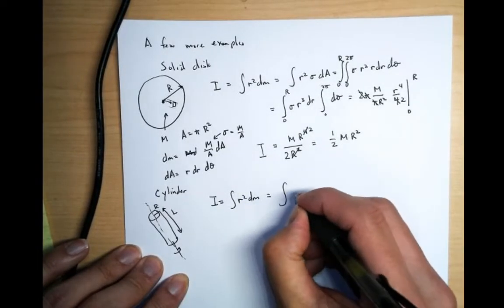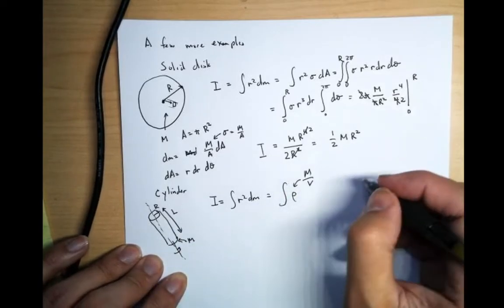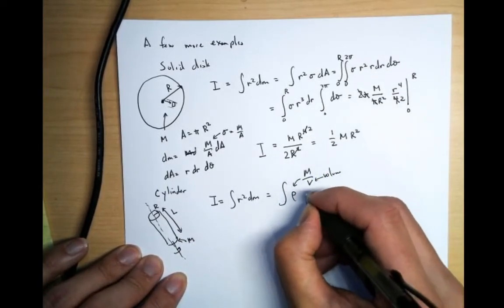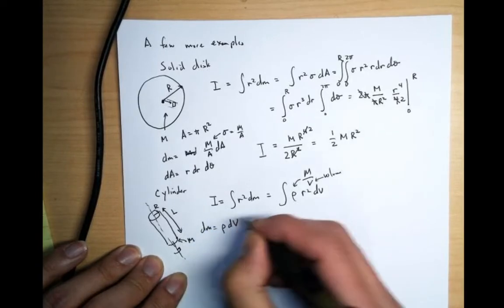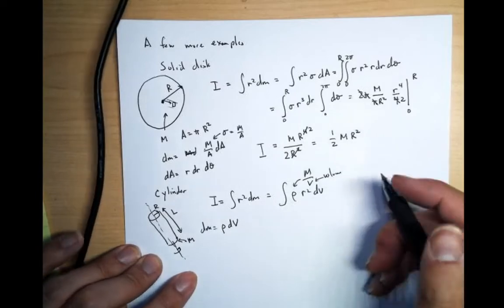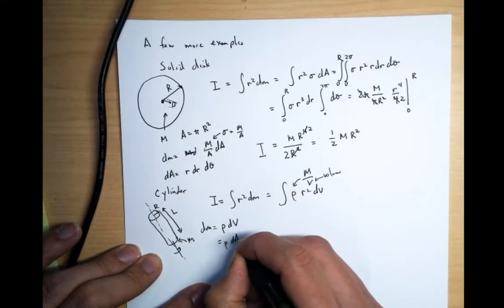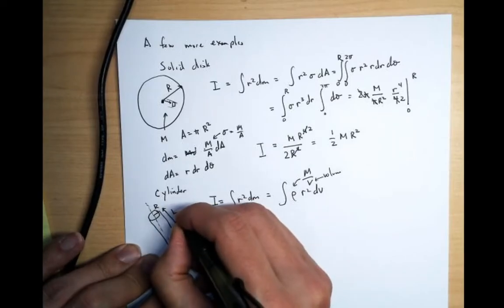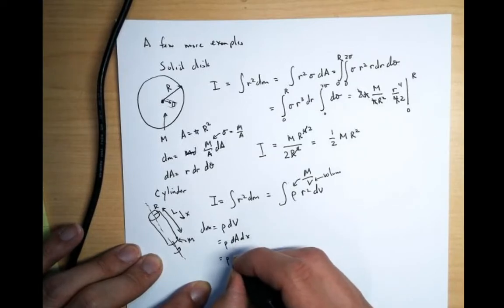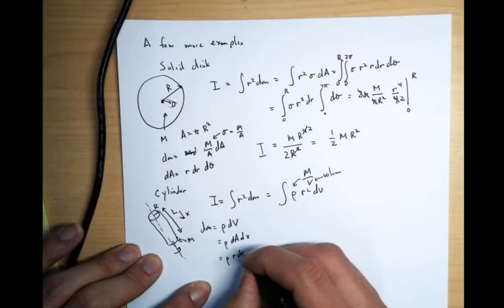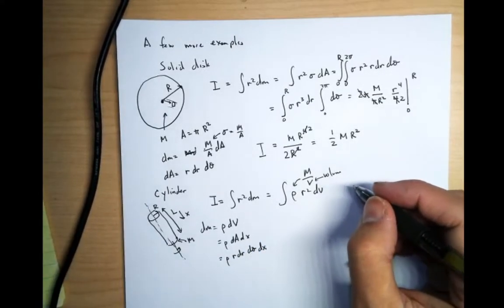That's going to equal the density rho, the mass divided by the volume. Say this thing has a certain mass m, and V is the volume. So dm is equal to rho dV. Now we just have to figure out what that needs to look like. The volume element is the area times the length. I'll call this dx, so x is in this direction. That's just going to be rho times r dr d theta dx.